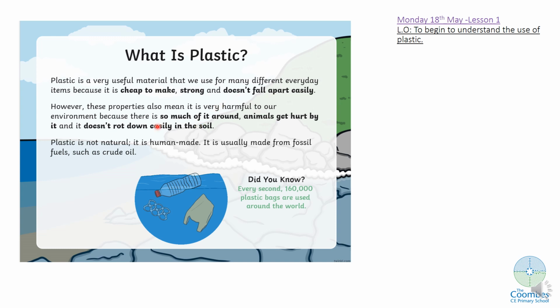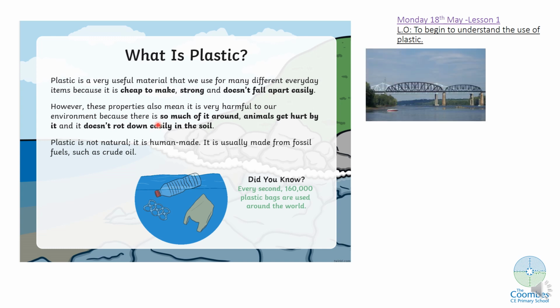So some of the things that we might know that is made of plastic that are very useful to us is our bridges. So when you go somewhere for a drive or for a walk, when you look at the bridges, they're made of lots of different materials, but one of the materials that is used in them is plastic. And that's because it's so strong and so lightweight, because we don't want there to be too much heavy stuff on a bridge.